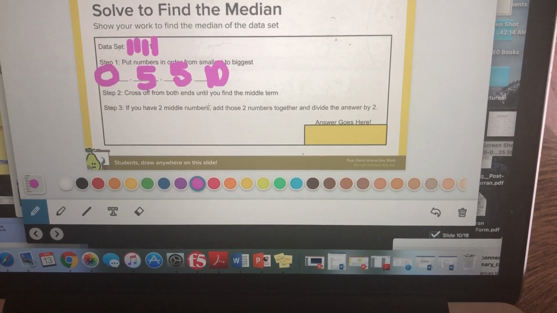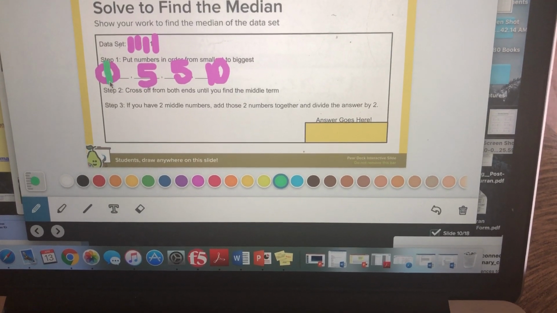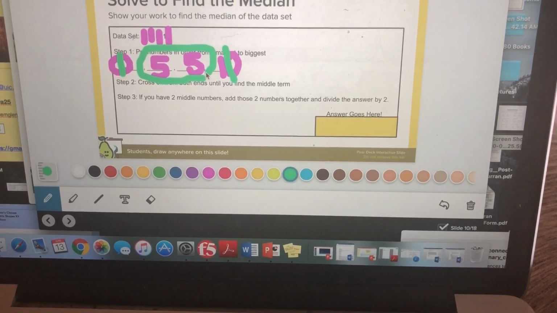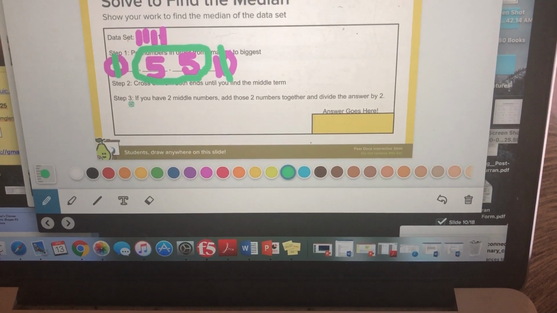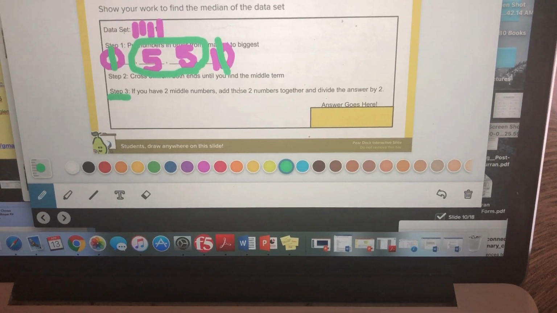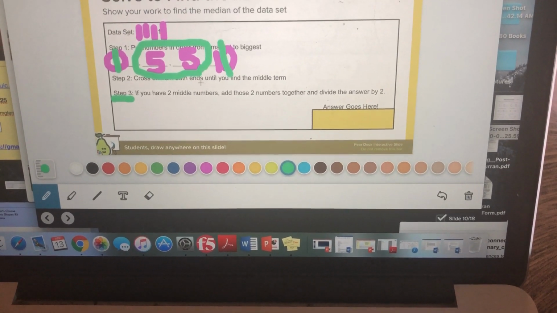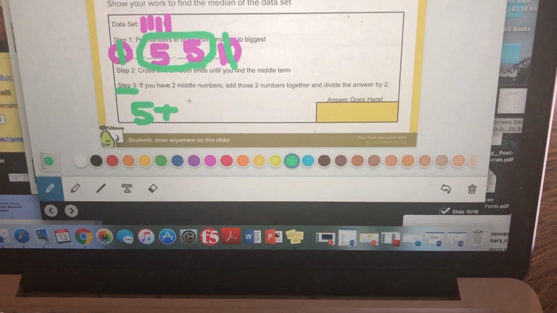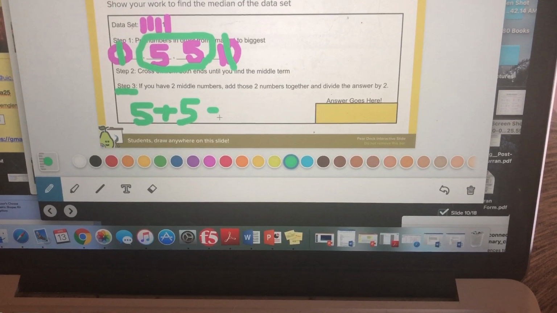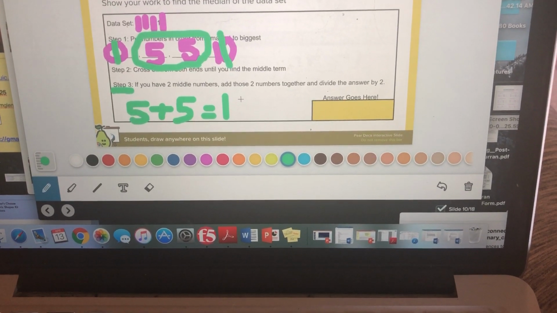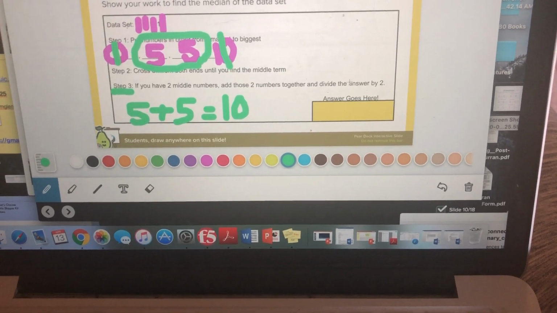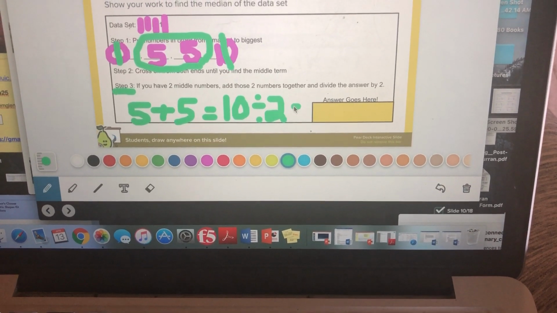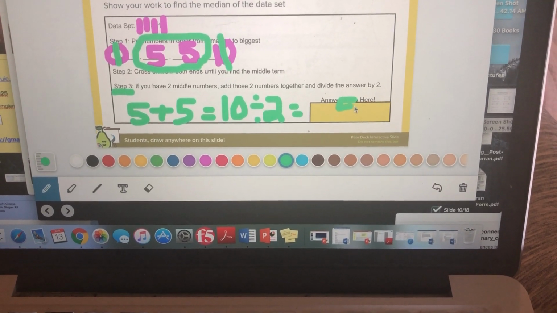Okay, we need to cross off on each end. You might notice we have 2 middle numbers. Because we have 2 middle numbers, we need to do an additional step, which is step 3. If you have 2 middle numbers, you add those 2 numbers together and divide by 2. So we first have to add those 2 numbers, 5 plus 5, and 5 plus 5 gives us 10. And we take 10 and divide that by 2, which should give us our final median, which is 10 divided by 2, or our answer is 5.